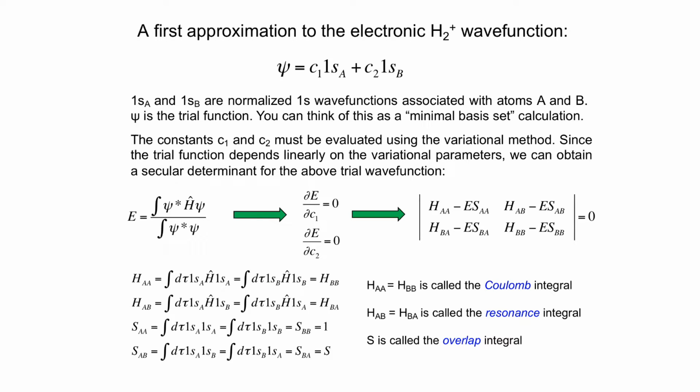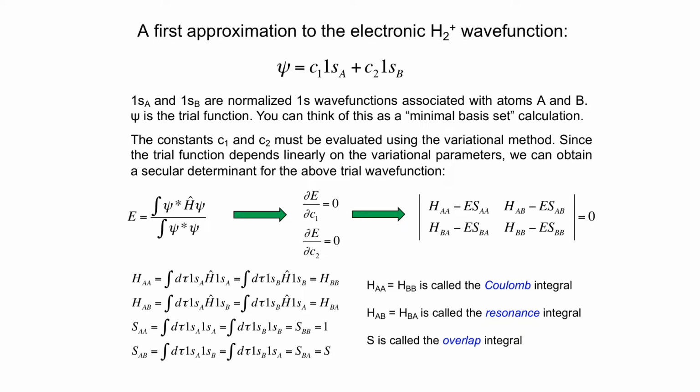As a first approximation, we can represent the electronic wave function of H2 plus by the following expression. Here, our wave function is just a combination of normalized 1s wave functions associated with atom A and atom B. Psi would represent our trial function, which we are familiar with from our variational calculations. This is what we would consider to be a minimal basis set calculation. It's just a very simple combination of functions.